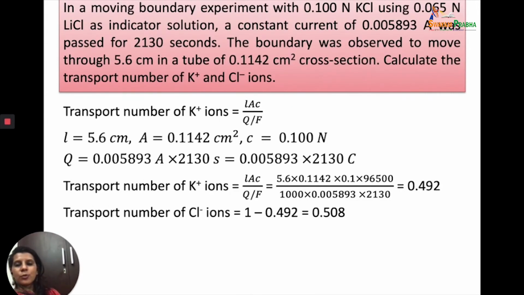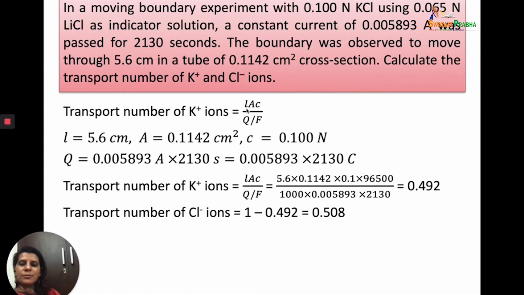Let us look at two more numericals for a better understanding of the moving boundary experiment. The first is in a moving boundary experiment with 0.1 normal KCl using 0.065 normal LiCl as indicator solution, a constant current of 0.005893 amperes was passed for 2130 seconds. The boundary was observed to move through 5.6 cm in a tube of 0.1142 cm square cross section. Calculate the transport number of K plus and Cl minus ions.